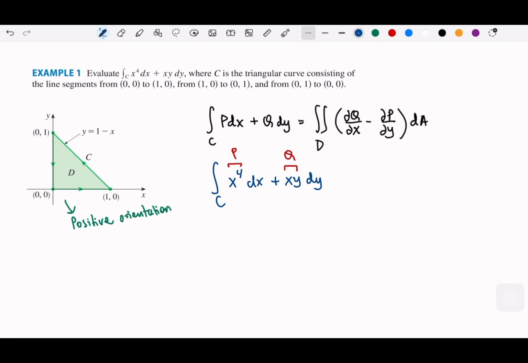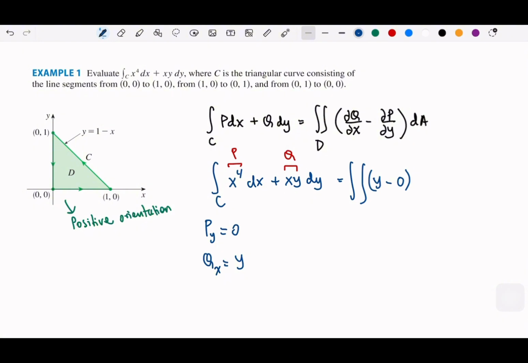First, we could state the partials. So P with respect to y will be 0, right? So just write 0. And then Q with respect to x will be y. Okay. So basically, we can write this as a double integral. The integrand is y minus 0. Okay. And then we can state the dA. We can use dy dx or dx dy, depending on the situation.